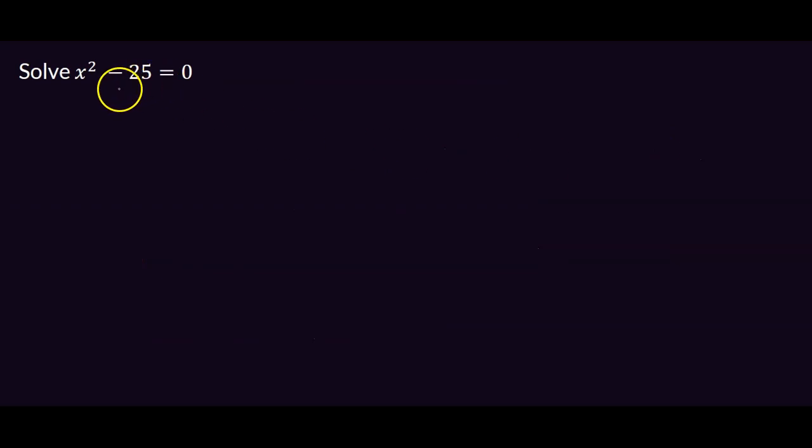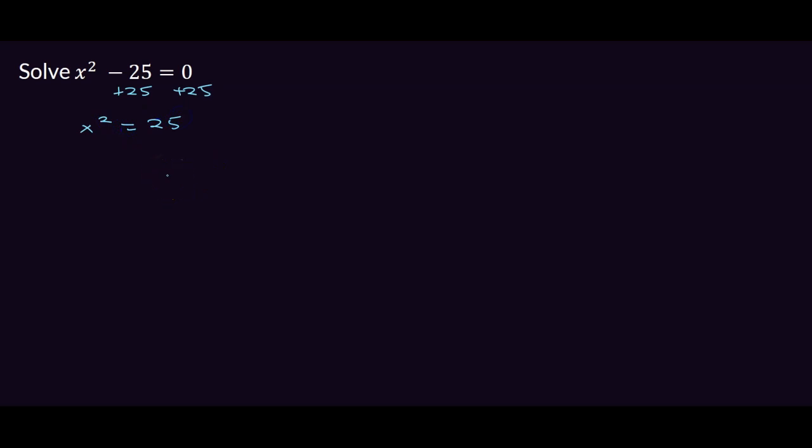So here we have an example of a difference of two squares. The first thing we're going to do is make all the variables on one side and the constant term on the opposite side. So let's go ahead and add 25 to both sides here. So we have x squared equal to 25.